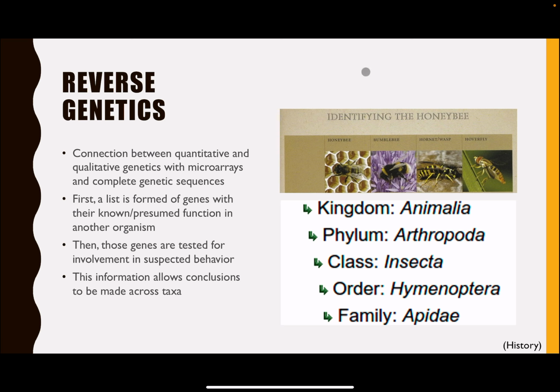In these images, I have a little identifying the honeybee. This is what a honeybee looks like. There's a bumblebee, a hornet or a wasp, and a hoverfly. And this is the taxa of the honeybee.